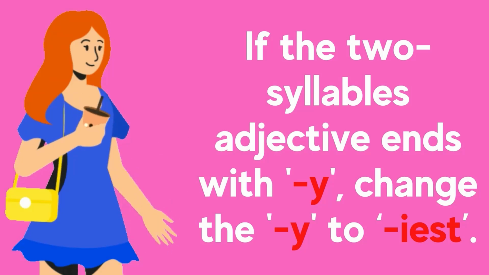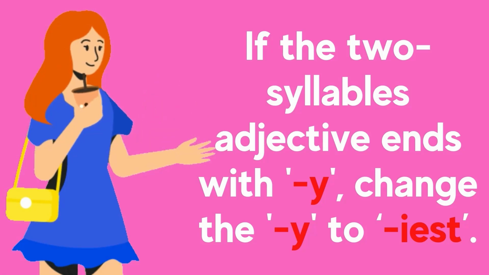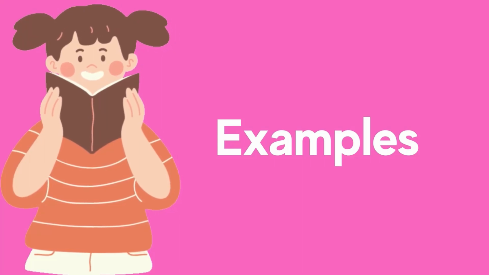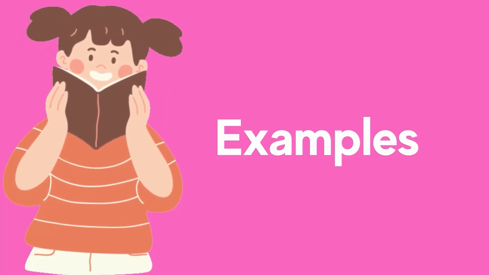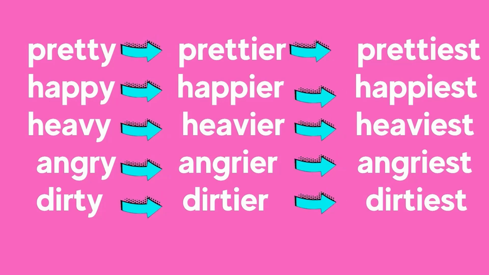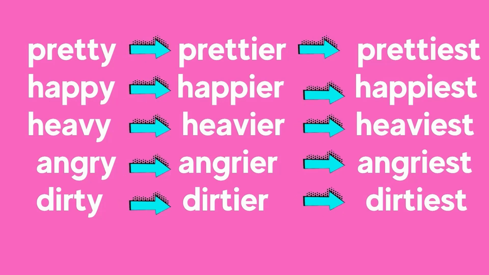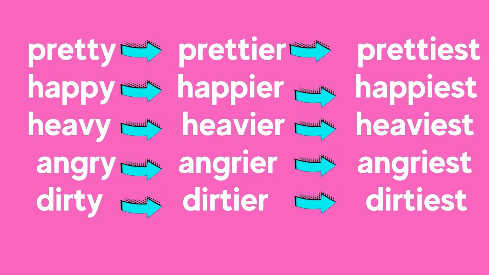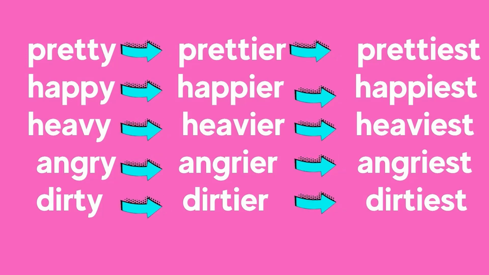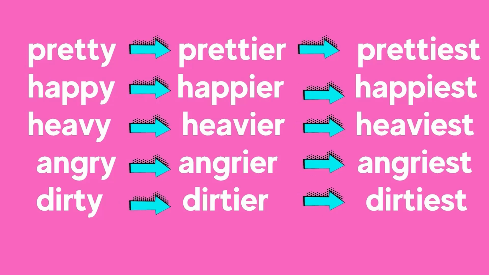If the two syllables adjective ends with y, we just change the y to iest. Let us look at a few examples. Pretty, prettier, prettiest. Happy, happier, happiest. Heavy, heavier, heaviest. Angry, angrier, angriest. Dirty, dirtier, dirtiest. So we just change the y and add iest.